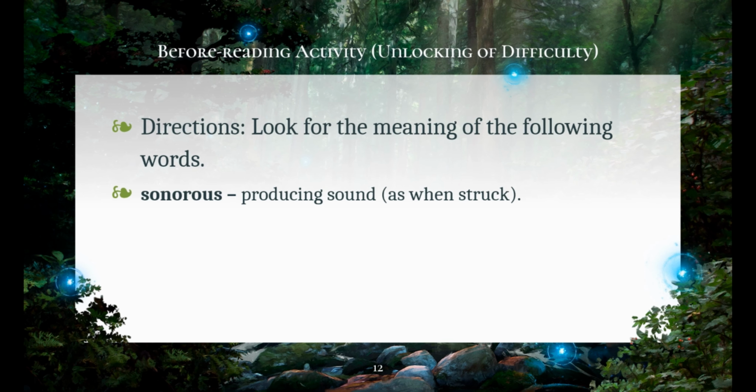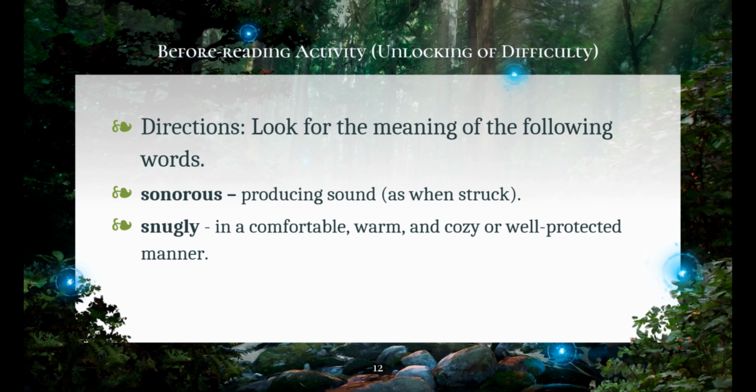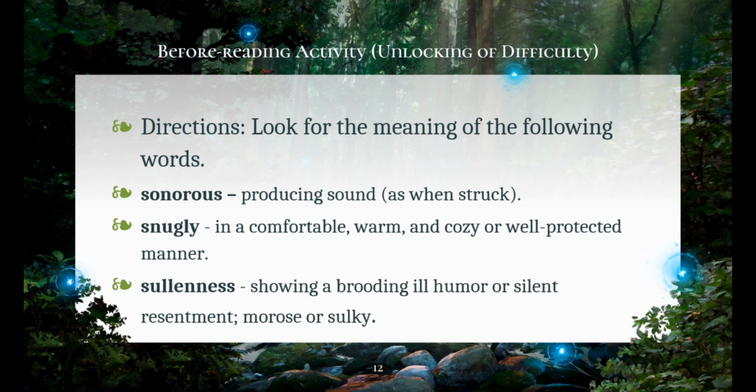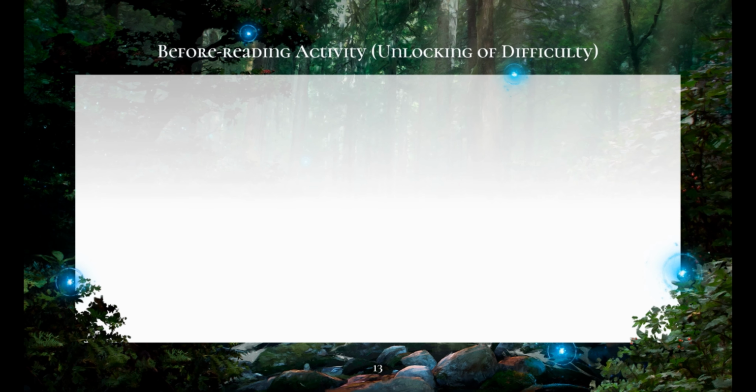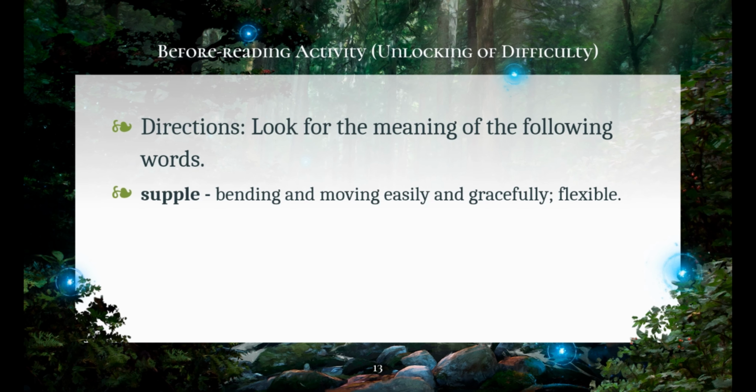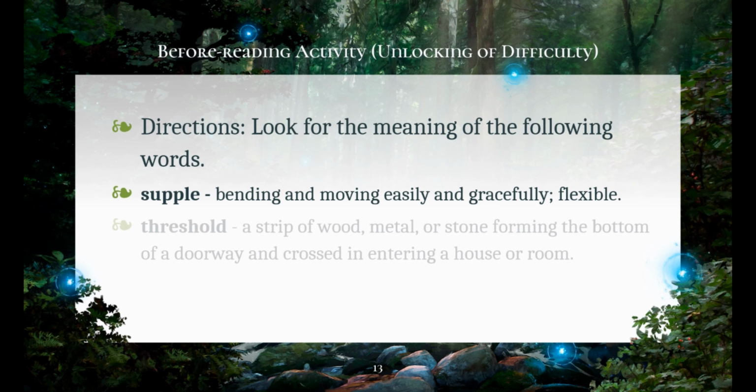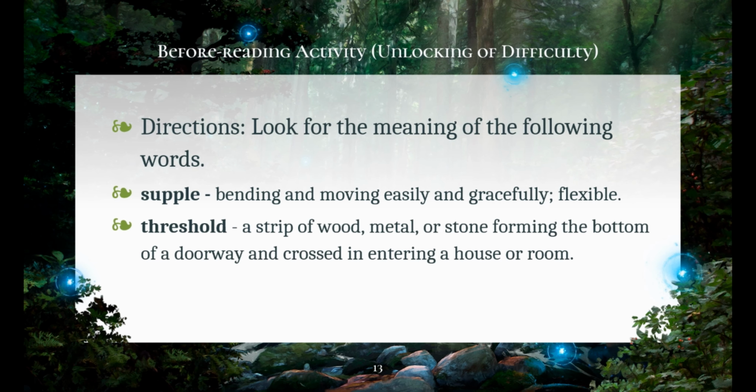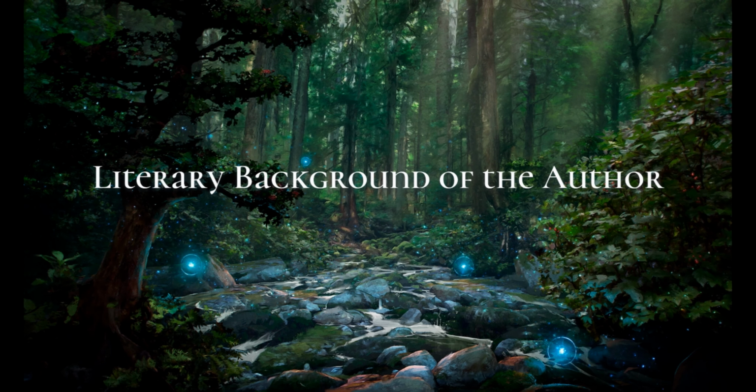Sonorous: producing sound as when struck. Snugly: in a comfortable, warm, and cozy or well-protected manner. Sullenness: showing a brooding ill humor or silent resentment, morose or sulking. Supple: bending and moving easily and gracefully; flexible. Threshold: a strip of wood, metal, or stone forming the bottom of a doorway and crossed in entering a house or room. Were you able to get the correct meaning? Perfect! Remember them as we go with the story.